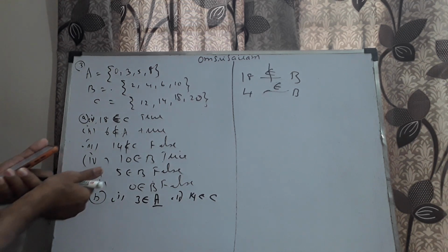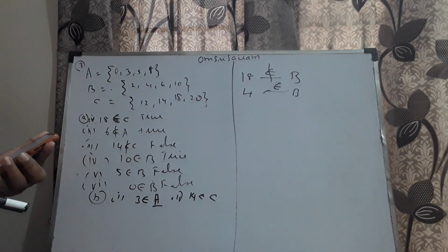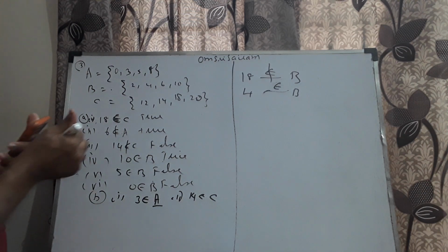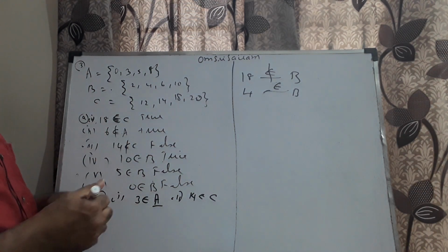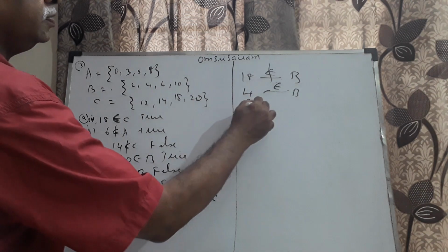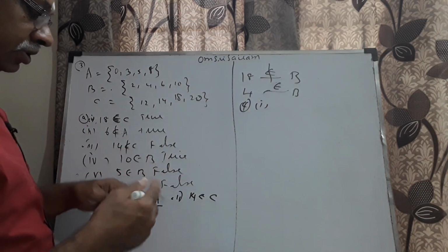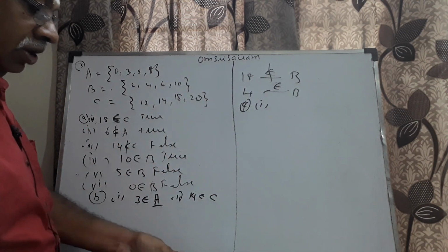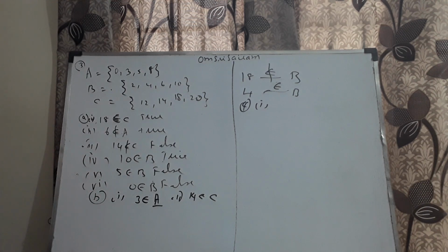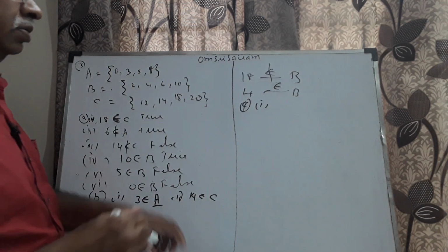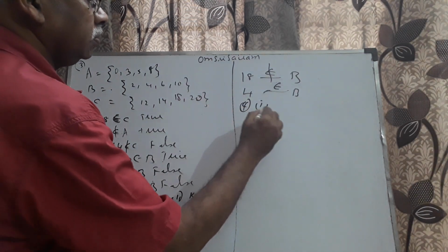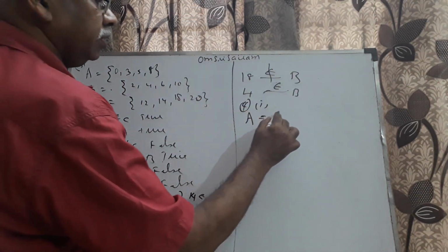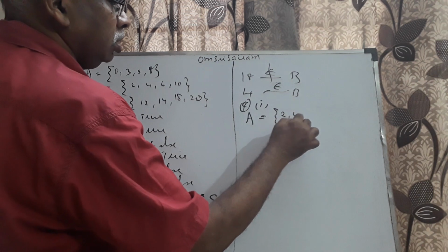Then for the fourth problem, let me continue. Represent the following sets in roster form. Roster form means I have to write the elements as they are. Just see what is given. Set of all even natural numbers less than 20. That is your A. What do I get?